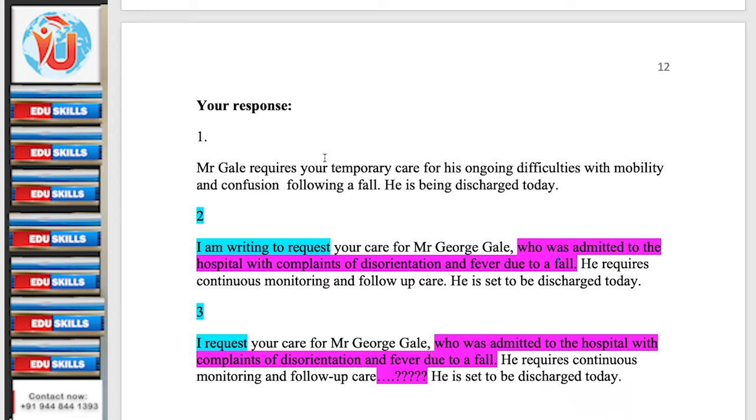See: Mr. Gale requires your temporary care for his ongoing difficulties with mobility and confusion following a fall. He is being discharged today. So you have Mr. Gale there. In a purpose paragraph, you can even write the full name, no issues. Requires your temporary care for his ongoing difficulties with mobility and confusion following a fall. This is almost clear, right? A good introductory paragraph.